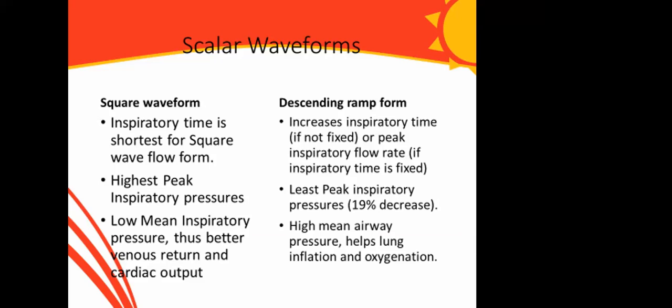The idea is that you want to give high mean airway pressure, and it helps with lung inflation. And as the lung deflates, the pressure reduces, and it helps with oxygenation. So if you are comparing square waveforms and descending ramp form, one is better to maintain cardiac output. The other one is better for maintaining oxygenation, especially while reducing the risk for barotrauma. I hope it makes sense.